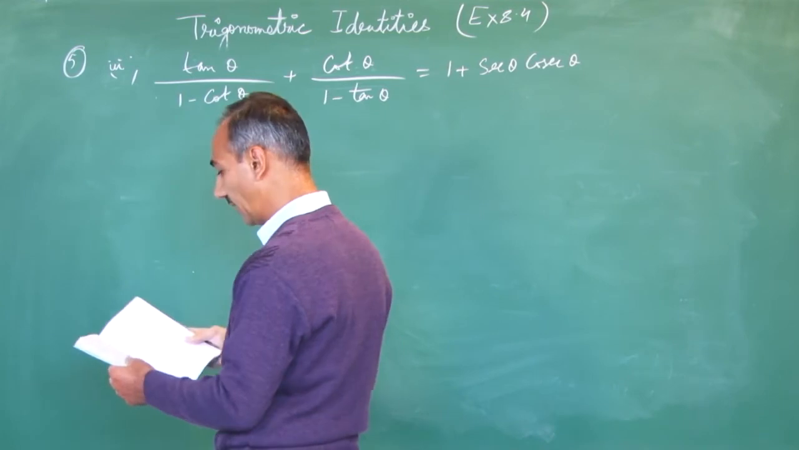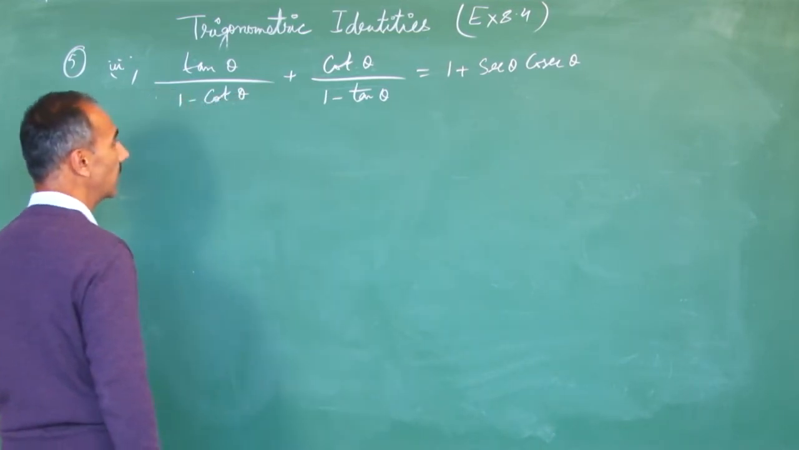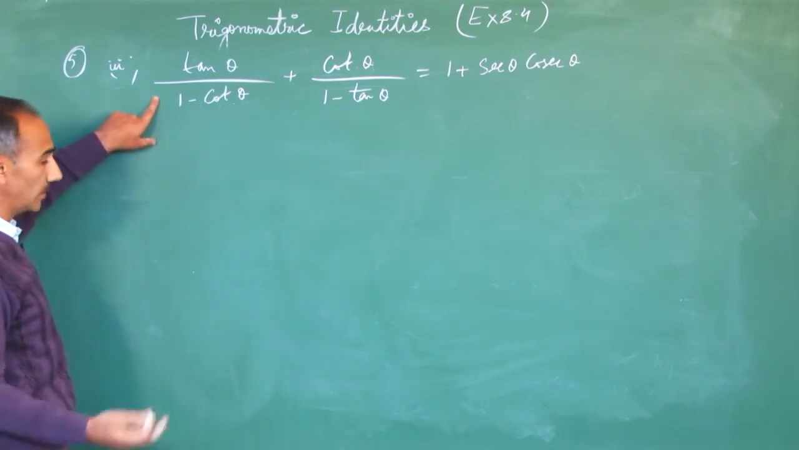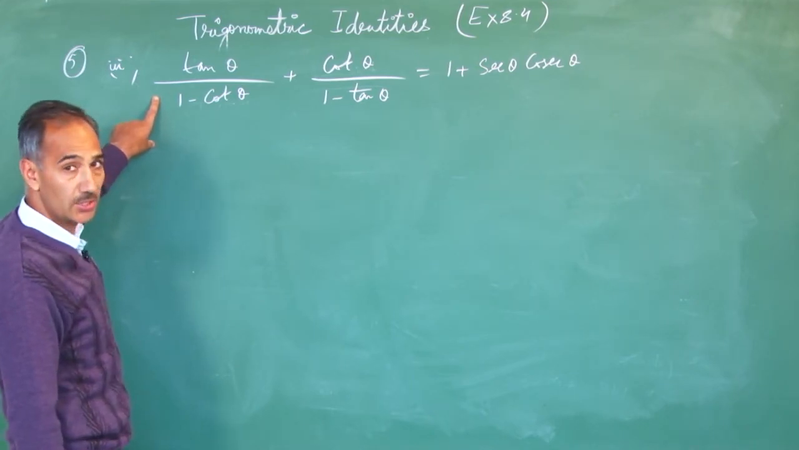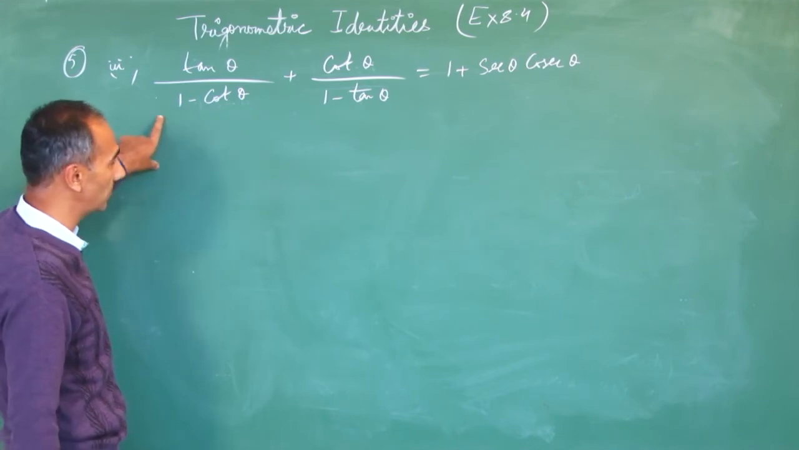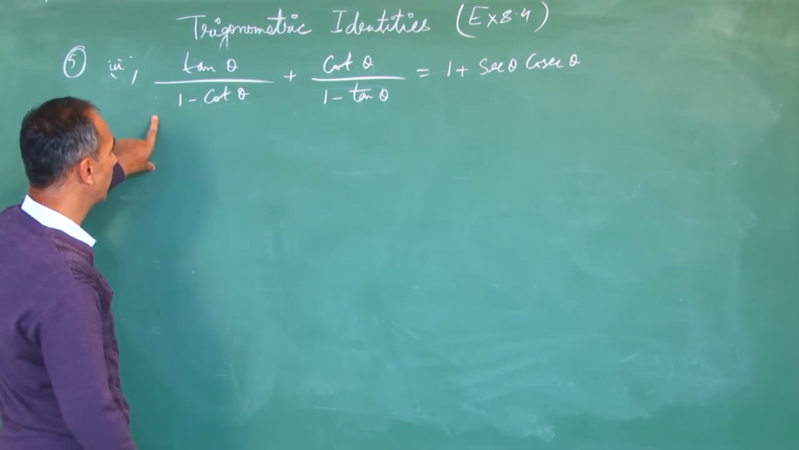Okay, I'm verifying if I have copied it correctly. Okay, 1 plus secant into cosec is my right hand side. So we'll be using the same procedure, expressing higher t ratios in terms of the basic t ratios. Tan and cot are to be expressed in terms of sine and cos. And obviously we are going to take the left hand side.